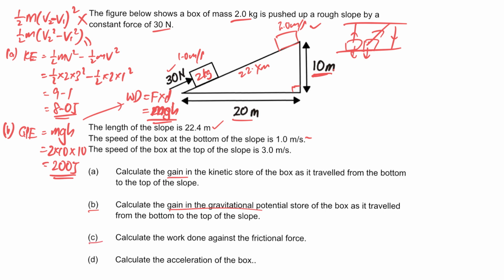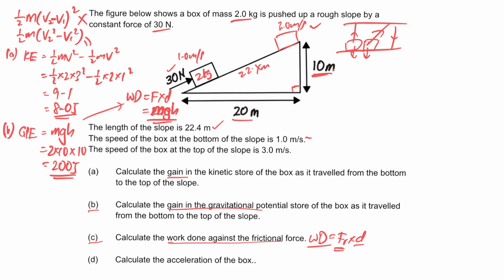Now the next part: find the work done against frictional force. Of course, many of you will say that work done against frictional force is friction times the distance. But the thing is, you do not know the frictional force. Of course, you know the distance, 22.4. So there's no way to find the work done against friction unless you use conservation of energy. Let me propose this.